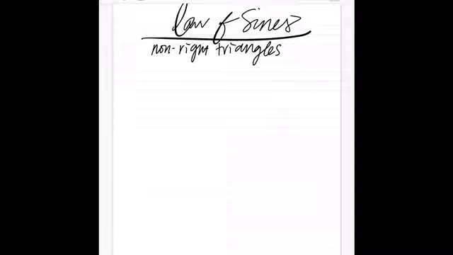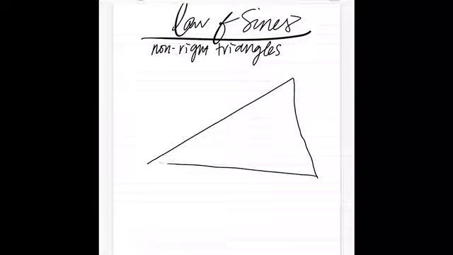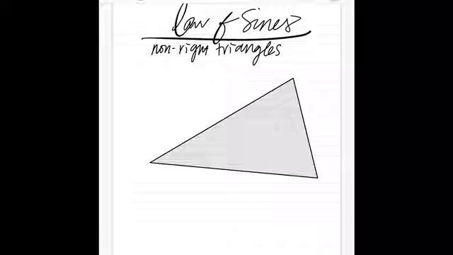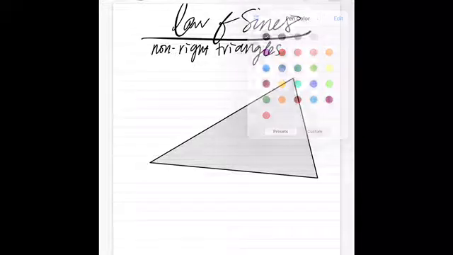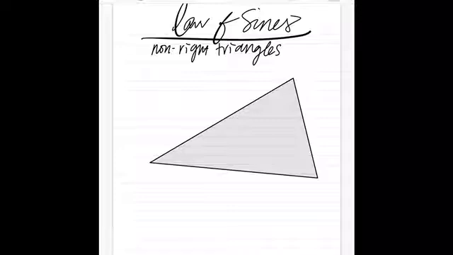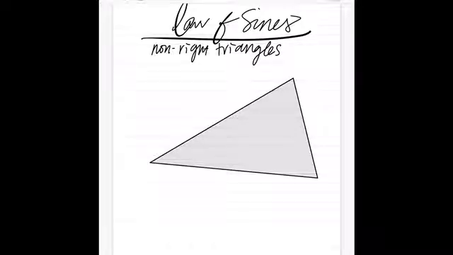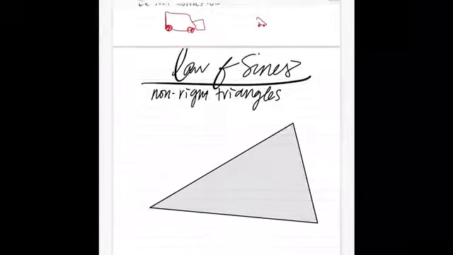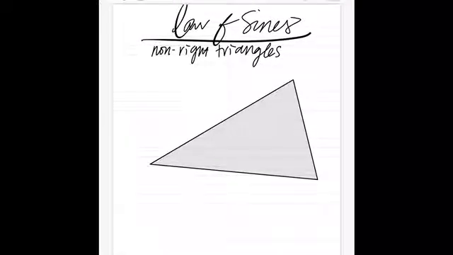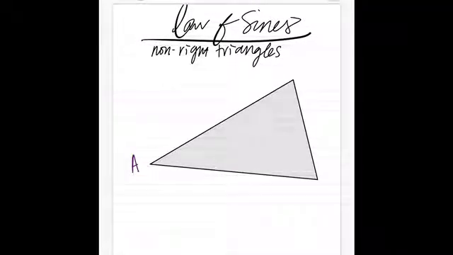Now, I'm going to go ahead and draw a triangle, and I'm going to show you how to label this triangle. Now you notice that this is not a right triangle. Okay, so I'm going to label this with 3 different colors. I'm going to start with purple, and let's make A purple. So let's make this angle A.